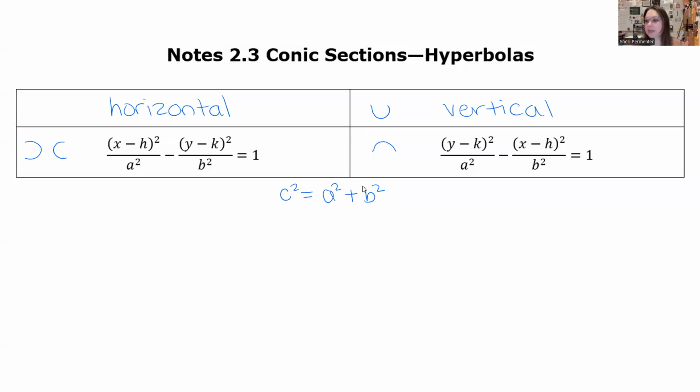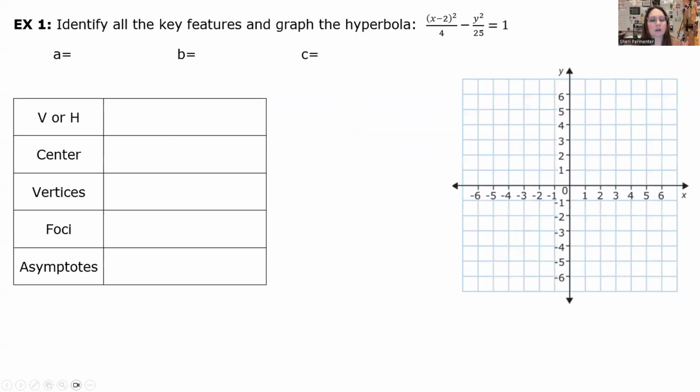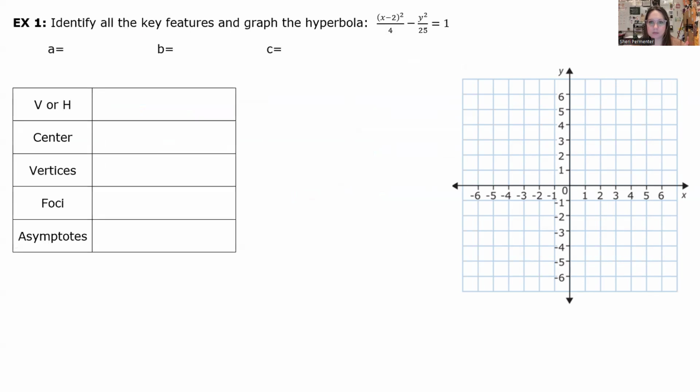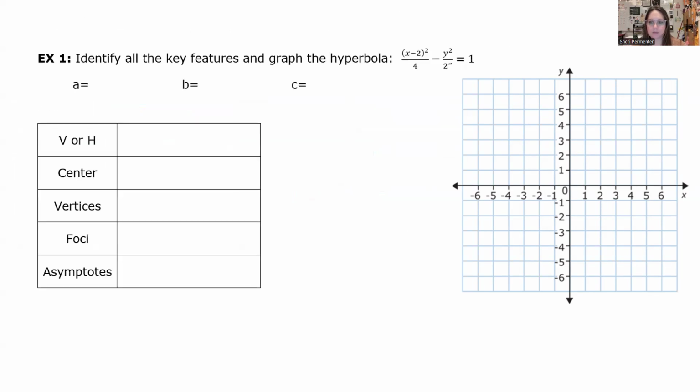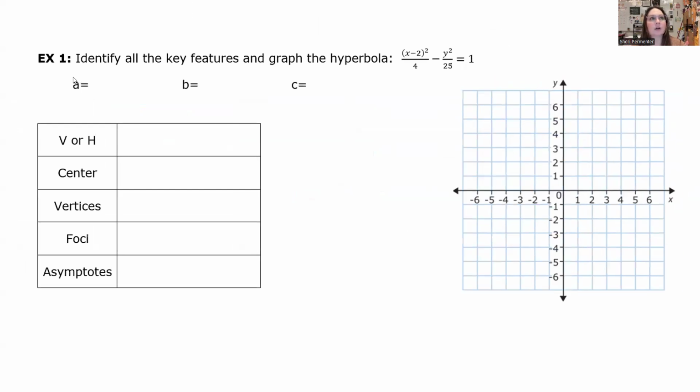Let's keep moving. Let me move this down just a little bit. So the next problem says identify all the key features and graph the hyperbola. So here is our hyperbola. We can take a look at who is listed first to figure out, is that going to be a horizontal or vertical hyperbola? Horizontal. So I'm going to go ahead and give myself a reminder that it'll look like that.